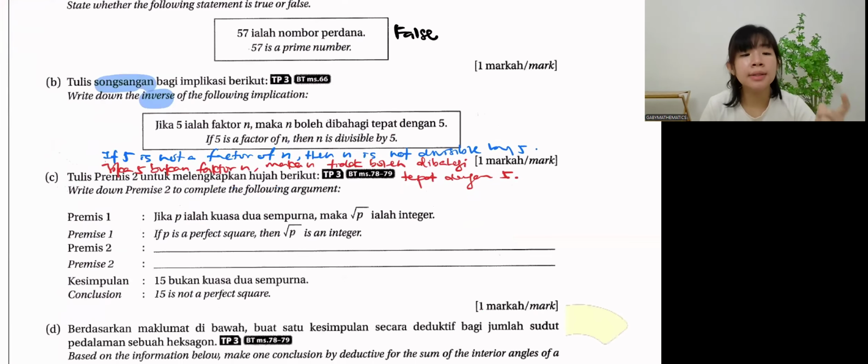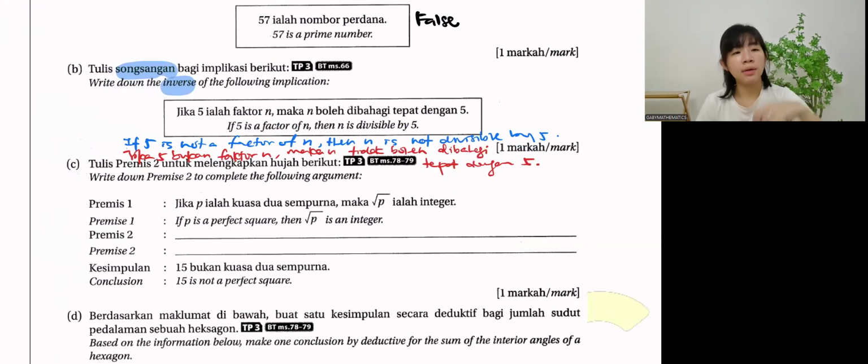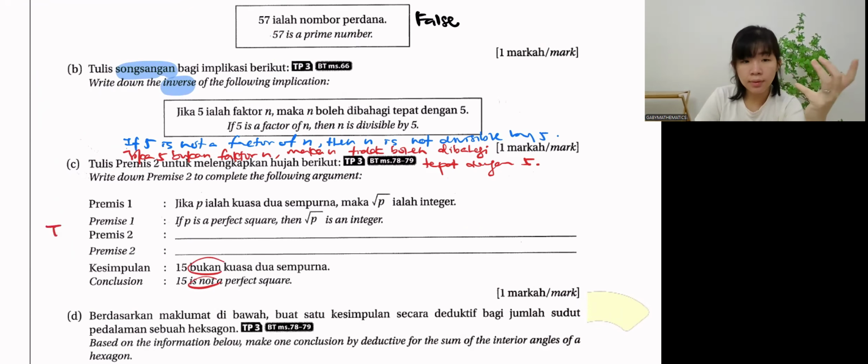Okay, 1 mark. Next, premise 1: if P is a perfect square, then square root P is an integer. Conclusion: 15 is not a perfect square. Okay, this argument, this hujah, is Form 1, 2, or 3? So when you see "not", "bukan", it is the third one.